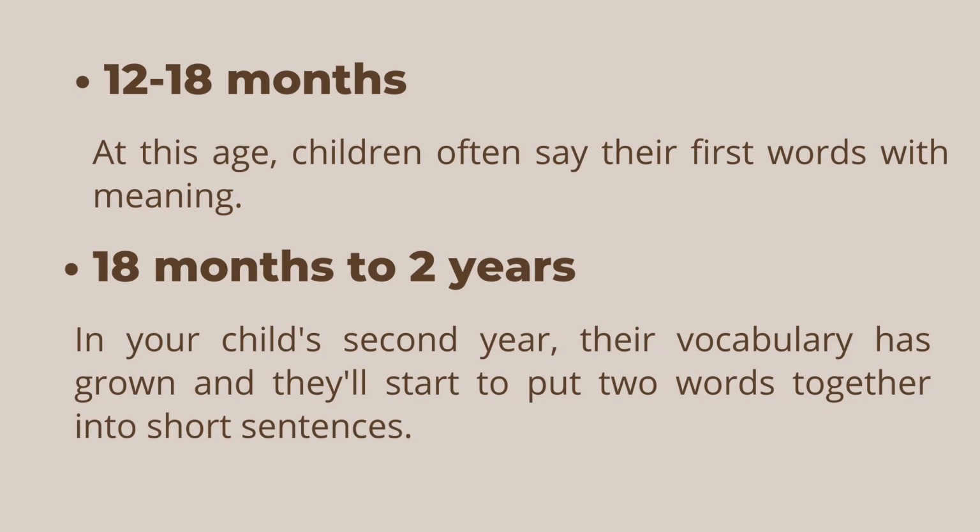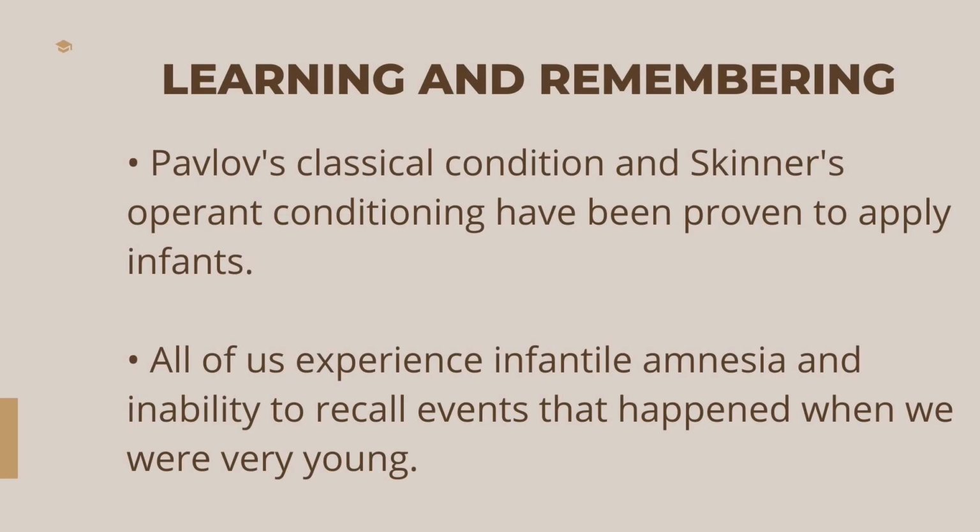In 12 to 18 months, children often say their first words with meaning. For example, when your child says "dada," your child is actually calling for dad. In the next few months, your child will keep adding more words to their vocabulary. In 18 months to 2 years, in your child's second year, their vocabulary has grown and they will start to put two words together into short sentences. Your child will understand much of what you say, and you can understand what your child says to you, most of the time. Children can also learn and remember.